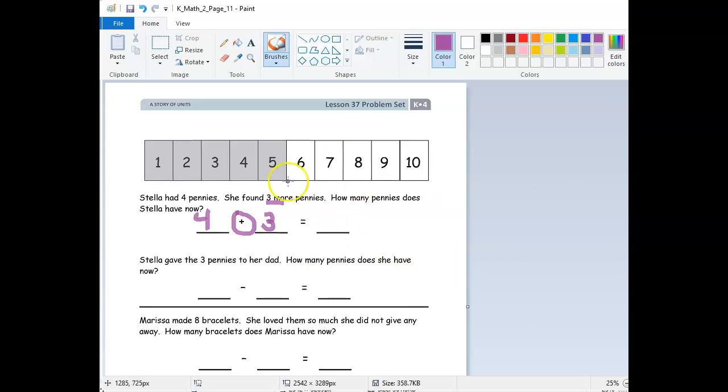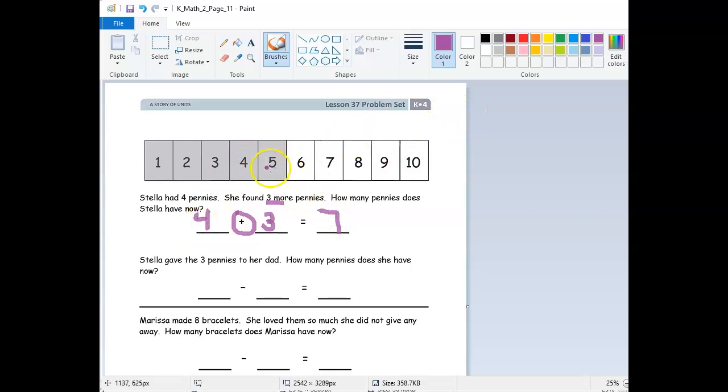So I'll use the number line to help me. She had 4 and she found 3 more. So I'll move 3 times. 1, 2, and 3. What number am I on? Yes, 7. 4 plus 3 equals 7.